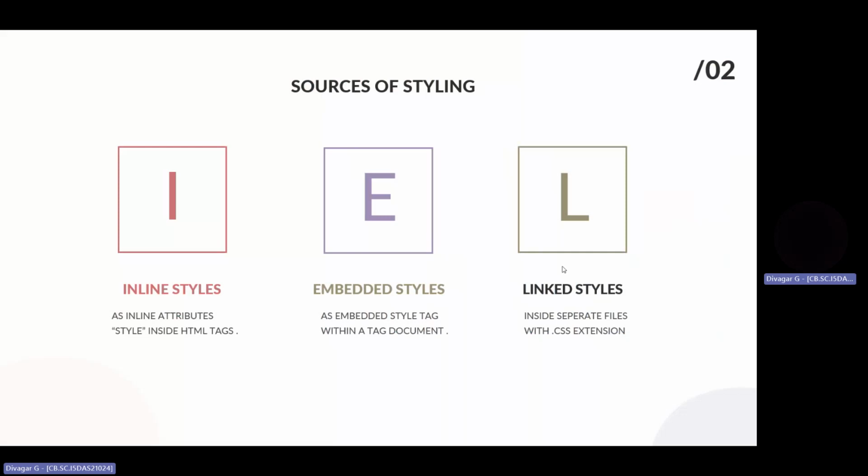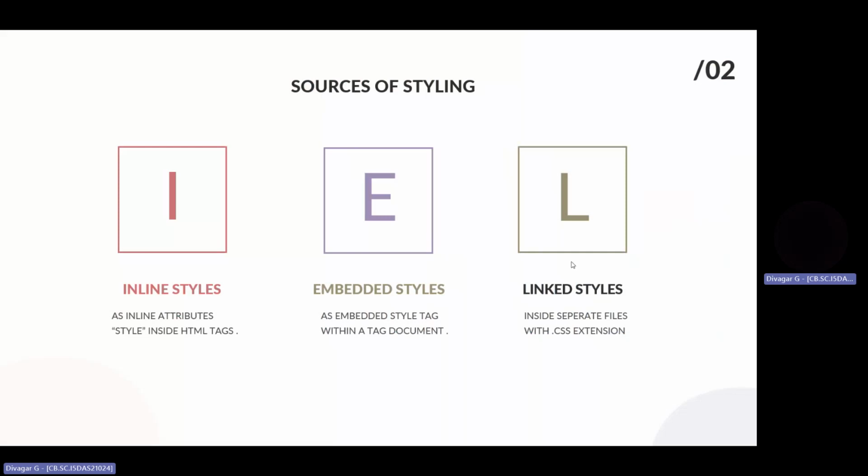Next is sources of styling. What is the source of styling? It means there are different types of styling, which you can look up on the internet. Here we are going to discuss only three types: one is inline, another is embedded, and another is linked.